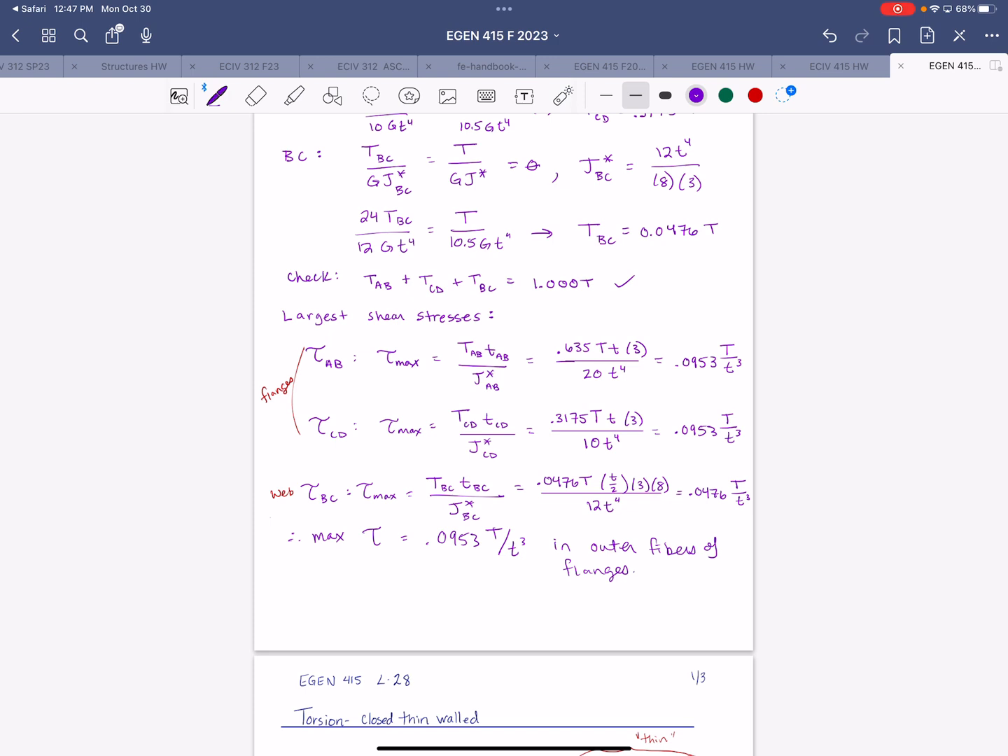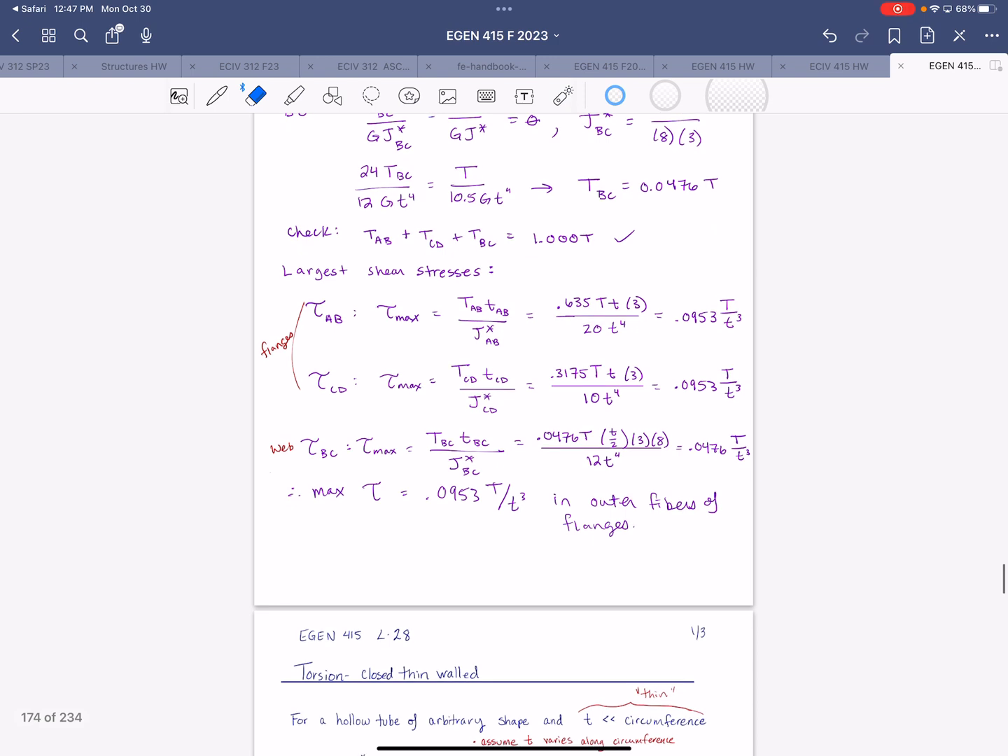And then another note or observation that is not specific to this example, but will always be true for problems like these thin-walled open sections. The maximum shear stresses extend along the length of each segment at the outer fibers. So that's something that is always true.